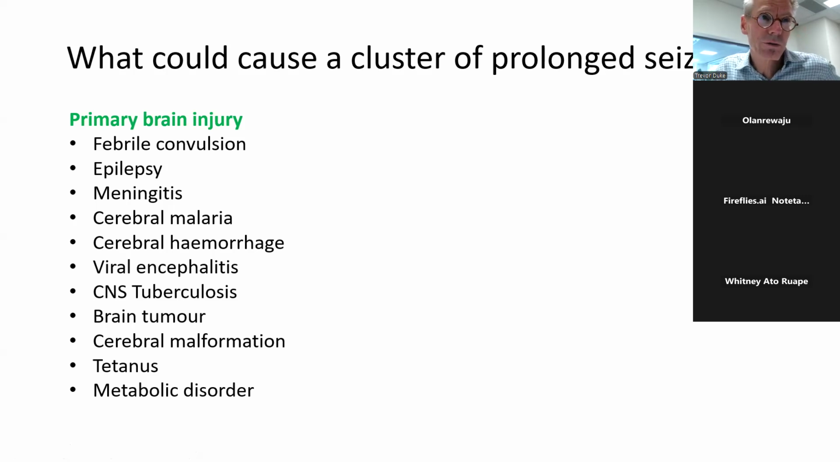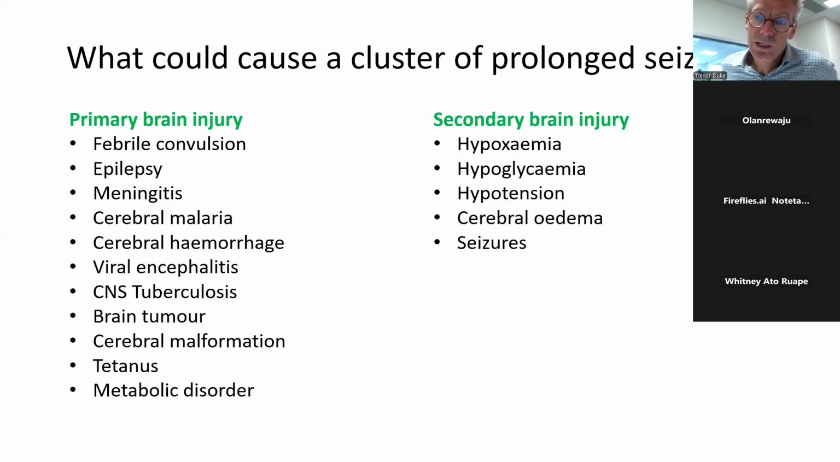That applies to any child who's got a brain injury of any sort, including and particularly traumatic brain injury. But we need to know what the causes of secondary brain injury are so that we can try to prevent them. And much of the management of such patients with prolonged seizures or with any sort of encephalopathy is the prevention of secondary brain injury. And these are the causes of secondary brain injury.